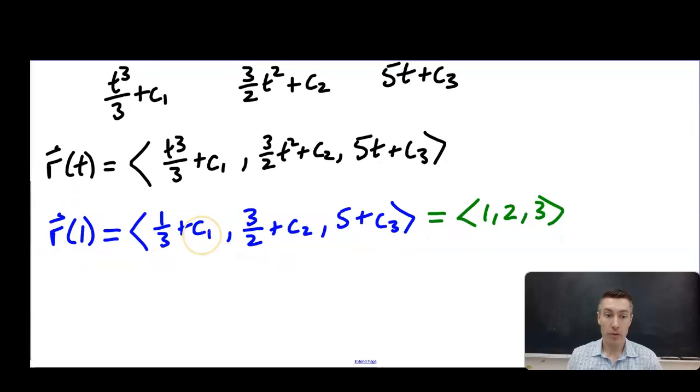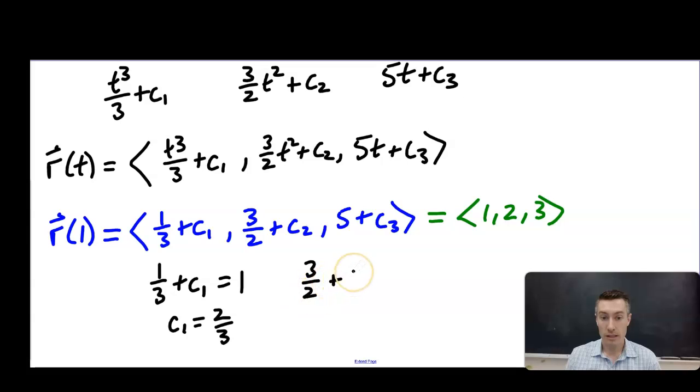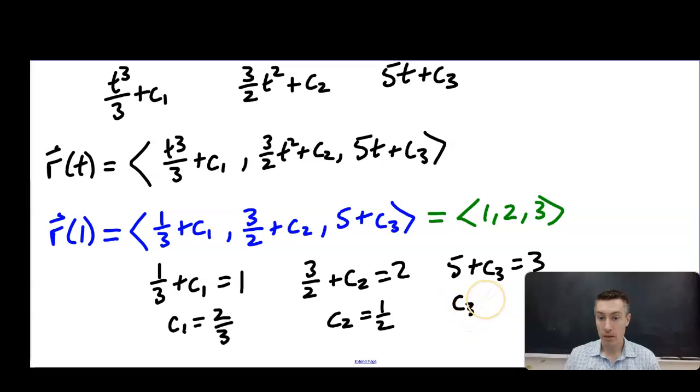So essentially, we get three equations where we can solve for c1, c2, and c3 accordingly. So 1/3 plus c1 equals 1. So that means c1 equals 2/3. 3 halves plus c2 equals 2. So c2 equals 1/2. And 5 plus c3 equals 3. So that means c3 equals -2.